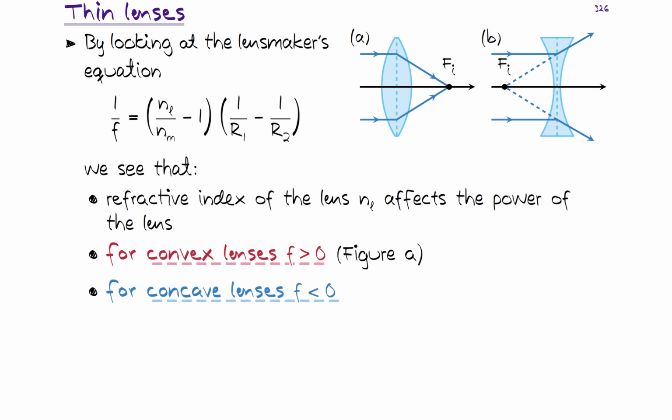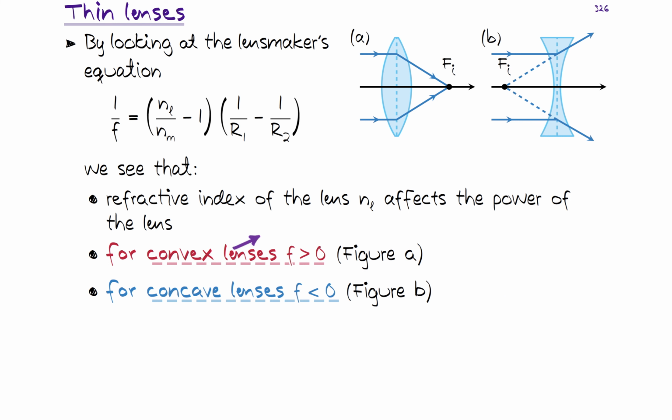And then we have another possibility, a concave lens, and the concave lens is defined such that the focal length F is smaller than, sorry, not unity, but smaller than 0, a negative number. And that's shown, basically how it behaves, in figure B.